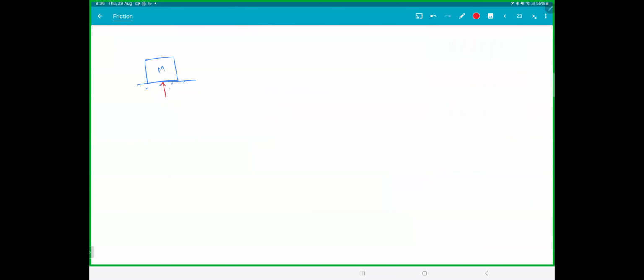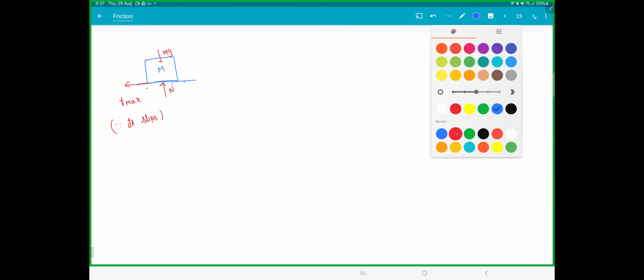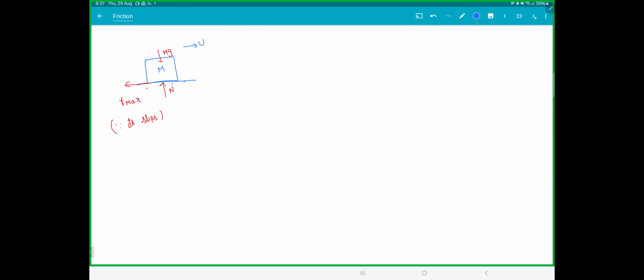Normal reaction. Your own weight mg. Since the block is going to the right, friction will be backward. And it will be maximum since it is slipping. Every time I'll keep writing this word. You have to be careful. Don't blindly write Fmax without proving it is slipping. The velocity is forward. Acceleration is backward. Your friction is done there.